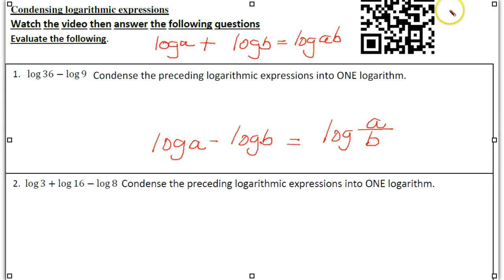Going into page 75, here we're looking at condensing logarithmic expressions.